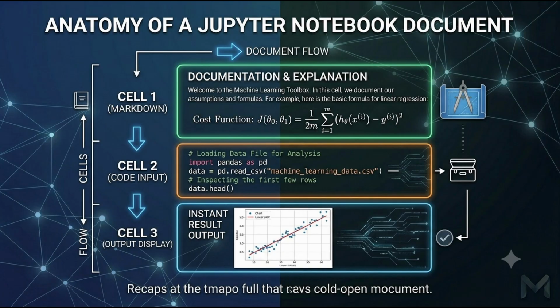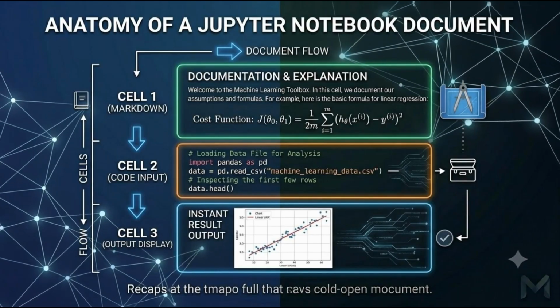You can write 3 lines of code to load your data into a single cell, run just that cell, and view the data table immediately underneath it. If it looks correct, you move to the next cell to build your model. This makes data cleaning, statistical modeling, and experimental machine learning incredibly fast and intuitive. It acts as an open laboratory notebook where your thoughts, your code, and your visual results live side by side.